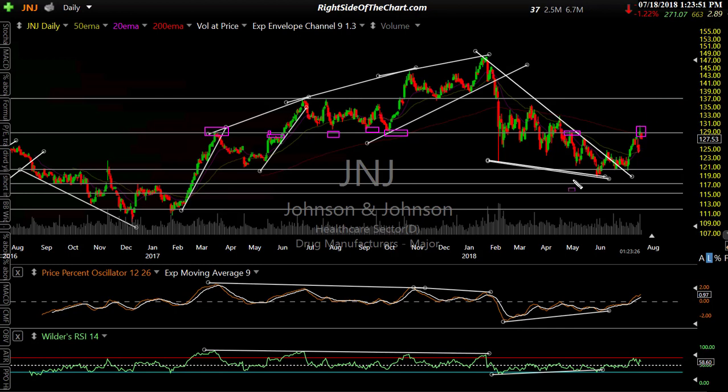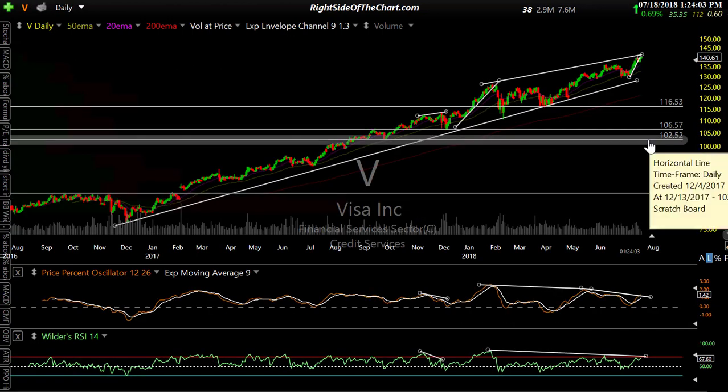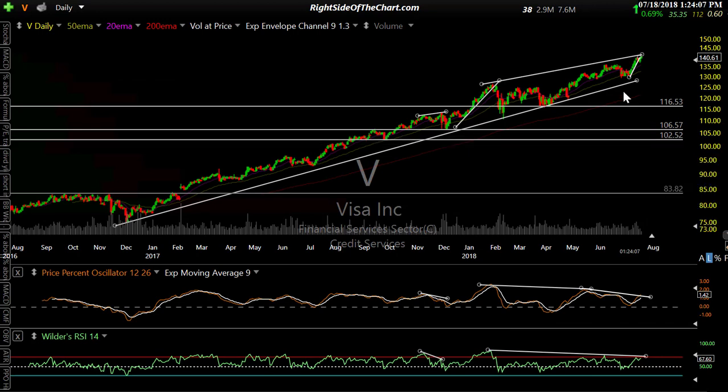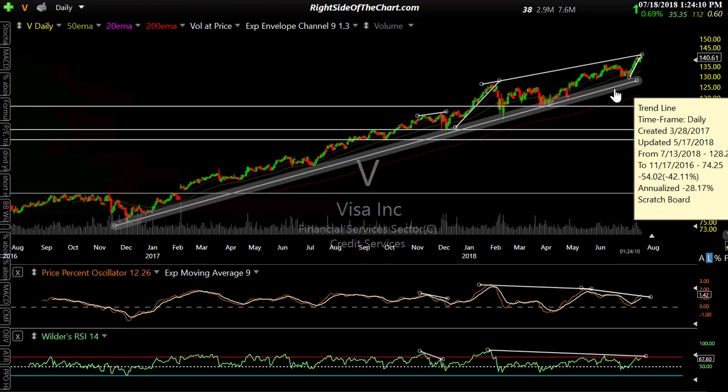I wouldn't short it here because it comes on the heels of this big divergent low, but the run could be over, especially if we're going to go down and make another thrust down lower and maybe become oversold on that weekly time frame. All right, I'm going to have to move a little faster to keep this video on track here. Visa. Here's our primary uptrend line.